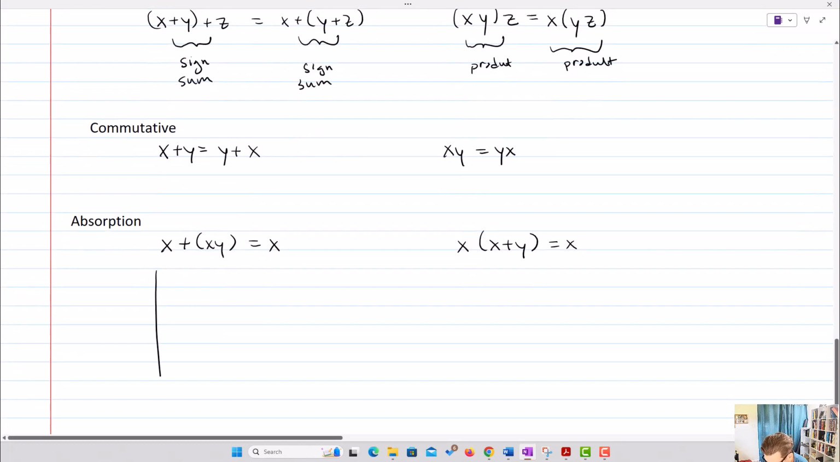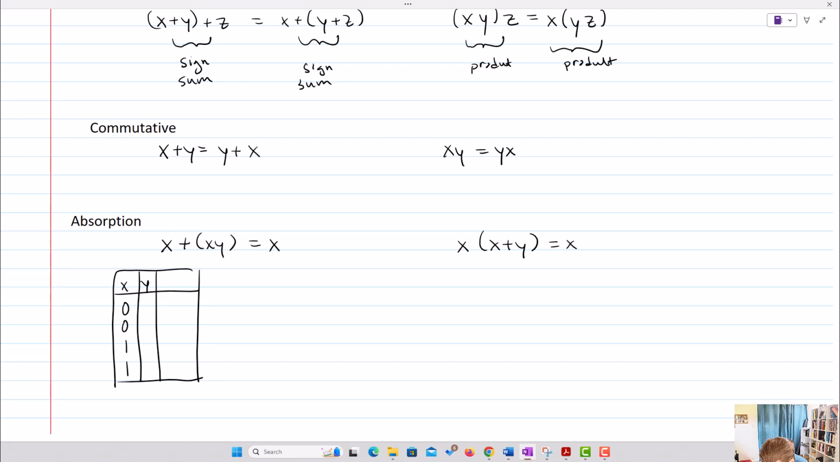We're going to construct a table that looks very similar to truth tables for those of you who've seen those before. We're going to have x and y. So x will be 0, 0, 1, 1, and then y will be 1, 0, 1, 0. You can convince yourself that those are all the 4 different combinations that we could have for x and y. Now, we'll figure out what xy is equal to, and then add that to x plus xy to see that we end up getting x.